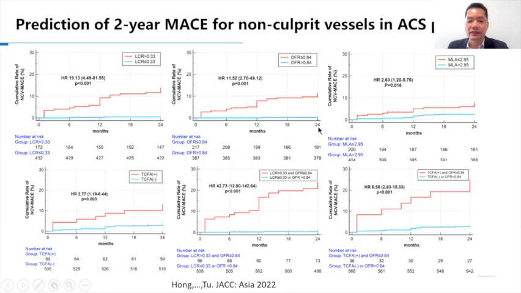And this has been tested in a study that was just published in JACC Asia. As you can see, the LCR has the highest hazard ratio in predicting 2-year MACE for the non-culprit vessel in ACS patients, significantly higher than the TCFA. TCFA is only 2.7, the LCR is 19, the OFR is 11.5. So the combination of the LCR and OFR has the highest hazard ratio in predicting 2-year MACE for the non-culprit vessel.